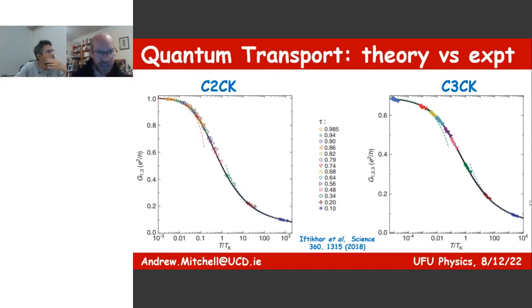And it agrees perfectly over many orders of magnitude in T over T_K with a theoretical prediction. So this is a really nice confirmation that these devices are actually faithfully simulating these quantum impurity type models, both from the two-channel situation and in the three-channel situation with equal ease, if you like. Both of those are providing quantitative agreement between theory and experiment.